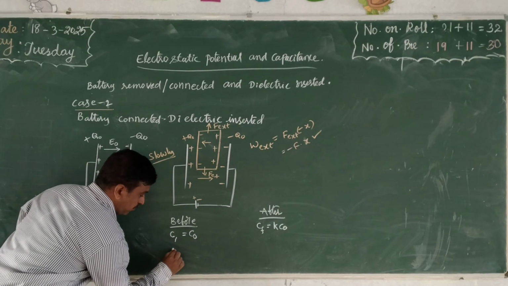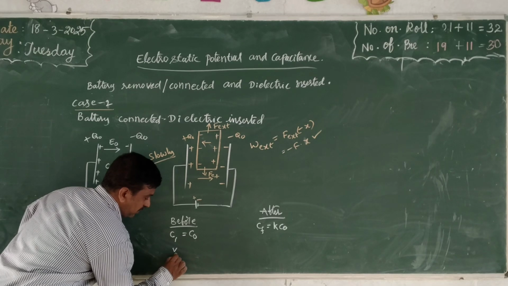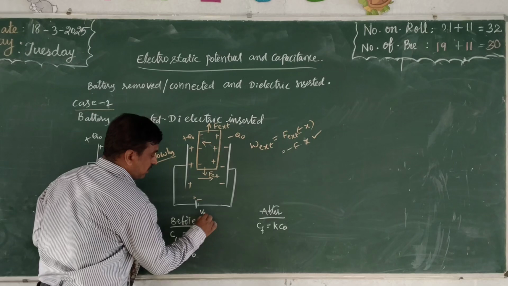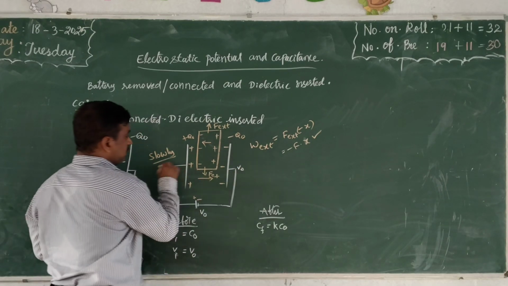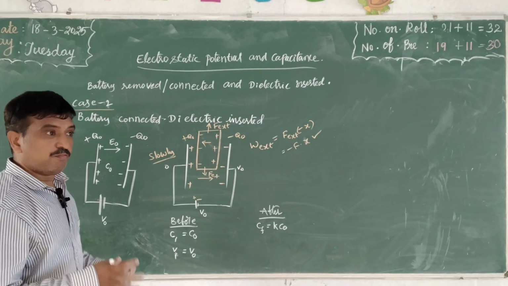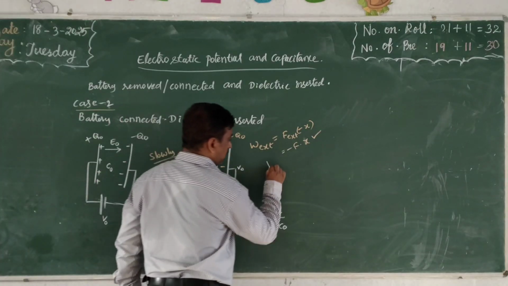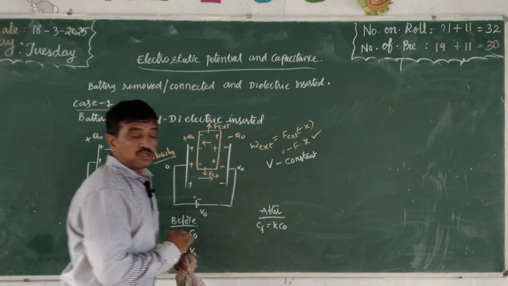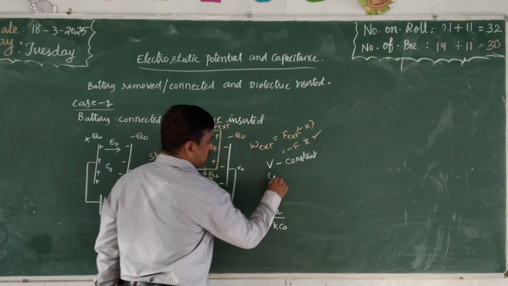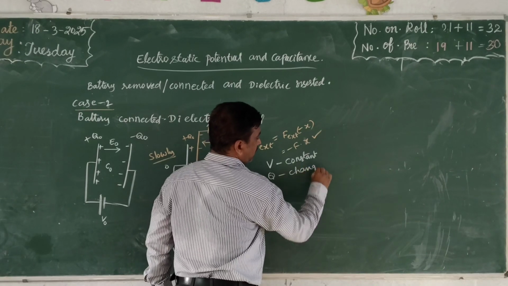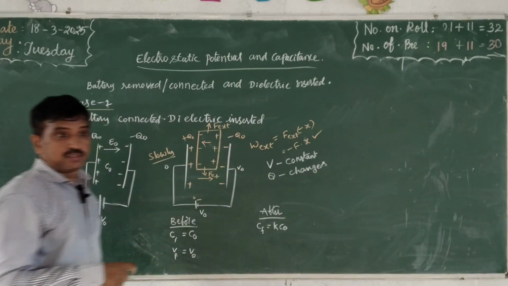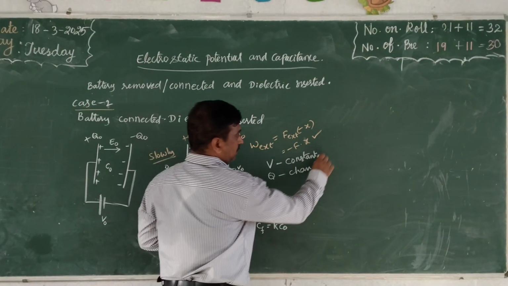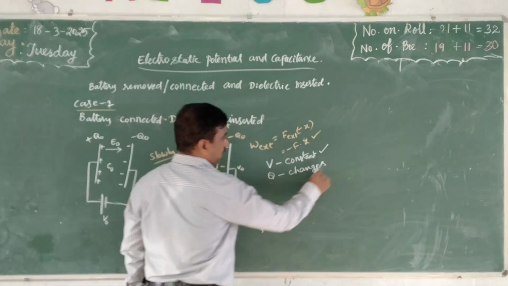Now the potential. The initial potential is V naught, and the final potential is V naught only. Why? Because when the dielectric is inserted, the battery connection is there. What is constant here? V is constant. The battery maintains constant potential always and only the charge changes. If the battery is removed and the dielectric inserted, the charge is constant and the potential changes. But if the battery is connected and the dielectric inserted, the potential is constant and only the charge changes.